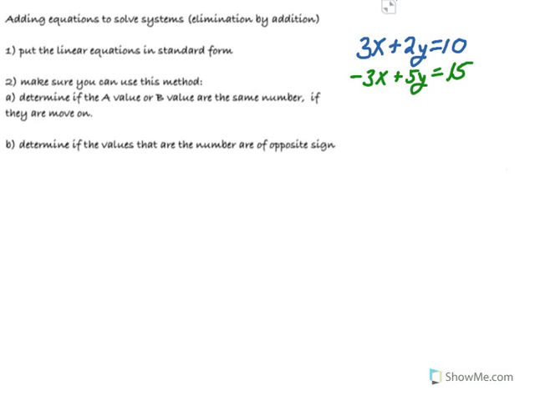The second thing we need to do is make sure we can use this method. To determine if we can use this method, we have to look first to see if the value of a and b are the same number in both equations for either a or b. Once we see that, we can move on. If we look at the a term, the value next to the x variable, they're both 3 in both equations. The second thing we need to determine is if the values are of opposite sign. We see in the blue equation we have a positive 3, in the green equation we have a negative 3. Since both these conditions are true, we can move on with this method.